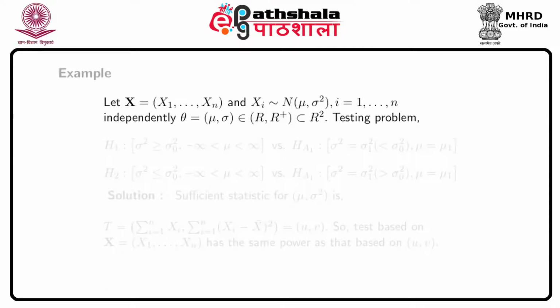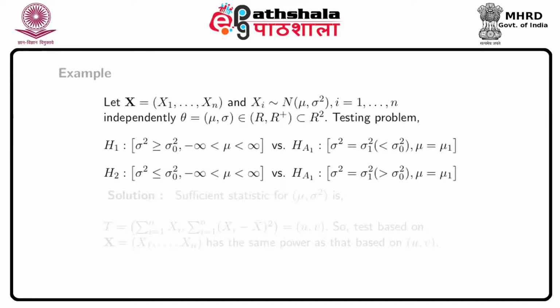Next, we consider some examples in which we assume that X is an n-component vector having the elements X1, X2, ..., Xn, with Xi following N(mu, sigma square), i equal to 1 to n independently, where theta is equal to (mu, sigma) and the parametric space is R multiplied by R plus, that is a subset of R square. That means here p is equal to 2.